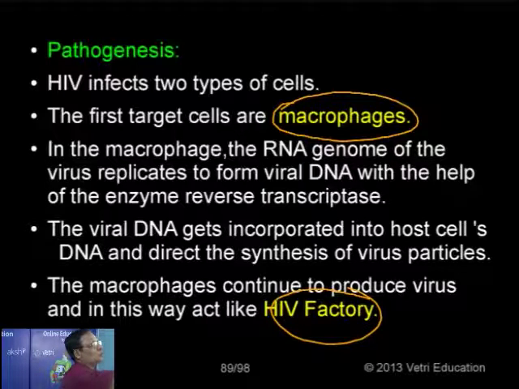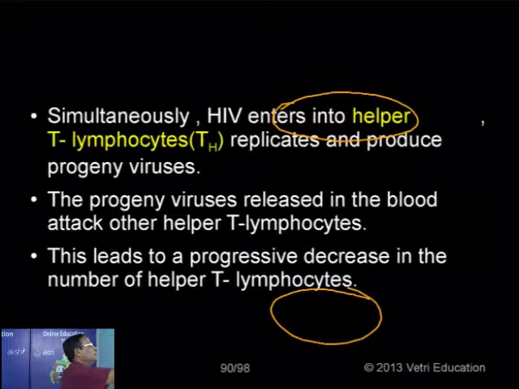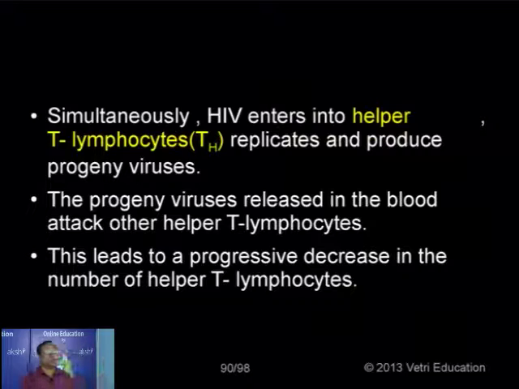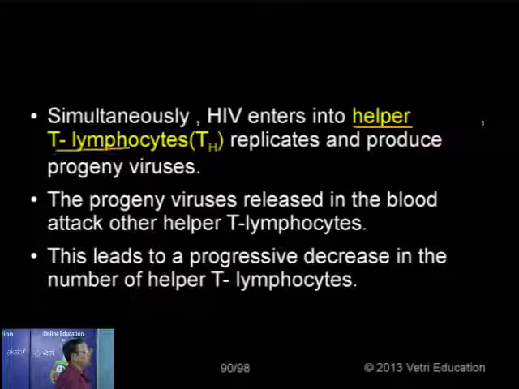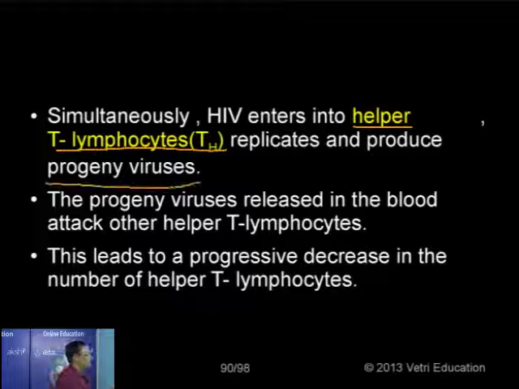I talked about this one in the last class itself. Now the second type of cell which is normally attacked by the virus: helper T lymphocytes, that is TH. Within these cells also the virus multiplies, just like in the macrophages, producing many progeny viruses. Progeny refers to the young viruses, or simply we can say the daughter viruses.